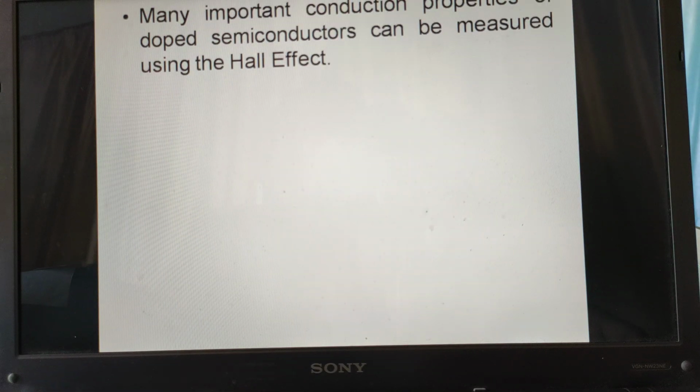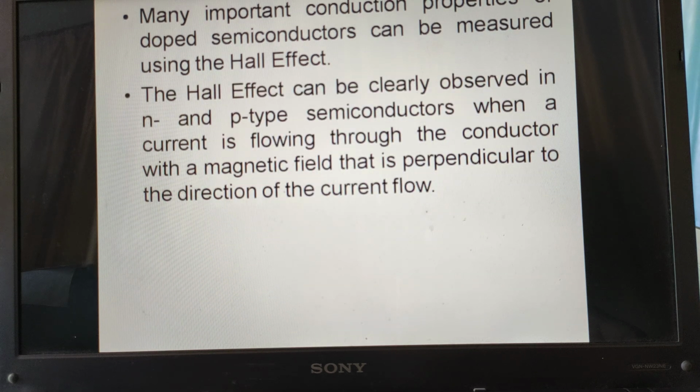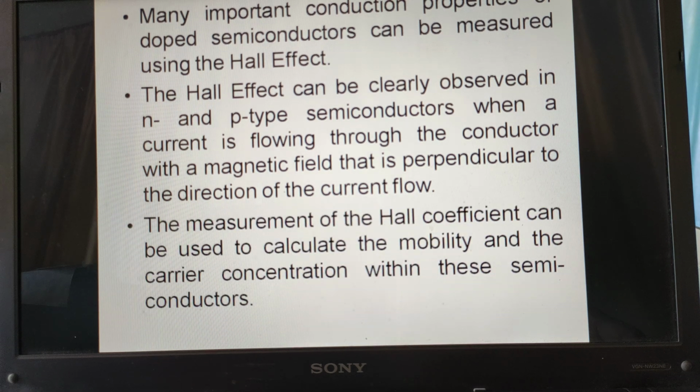So many important properties we can find out by using this Hall's effect. We can easily find out the types of semiconductors, either p-type or n-type. We can easily find out the mobility as well as the carrier concentration. So these are basically the applications of Hall effect, either to identify the types of semiconductors, to calculate mobility or the carrier concentration of semiconductors.